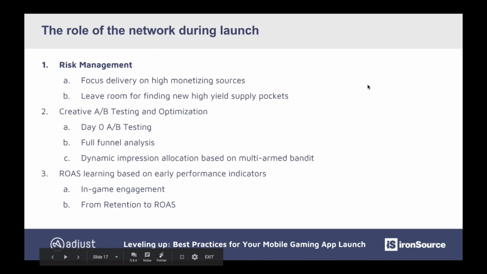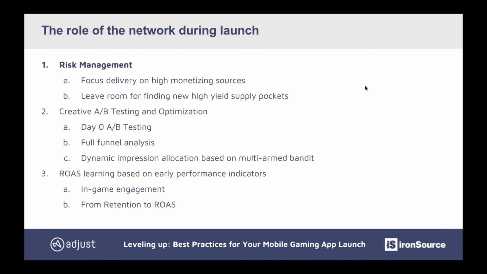Thanks, Warren. When it comes to the launch itself, here's another great opportunity to really capture the best opportunities. You want to manage that risk, and when it comes to working closely with the network, you want to communicate that and focus delivery on the high monetizing sources. You want to allow the network to secure the best supply through first deal positions with the publishers and really secure the best possible reach for users that are going to be high monetizing, and really scale up on those sources.